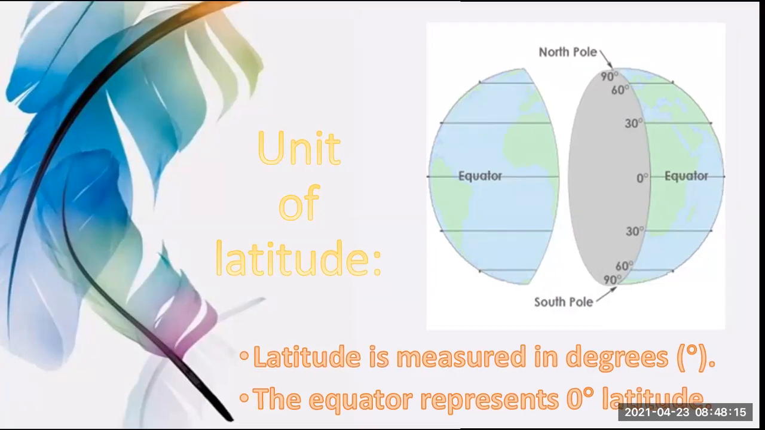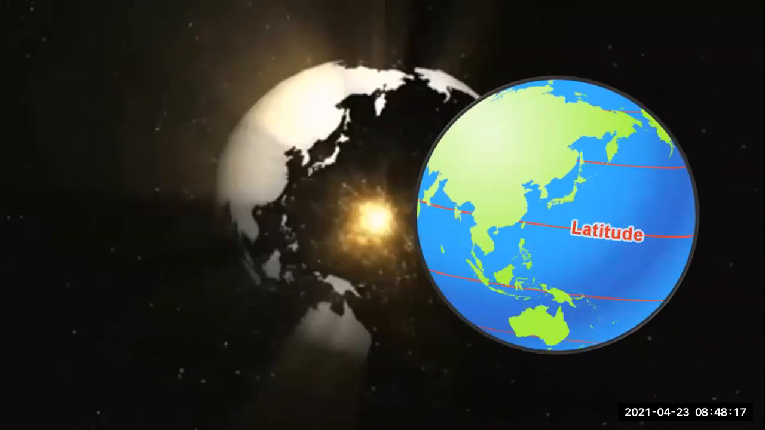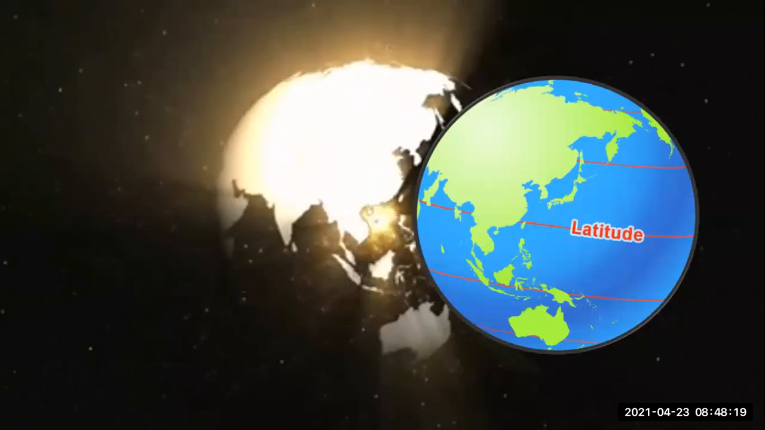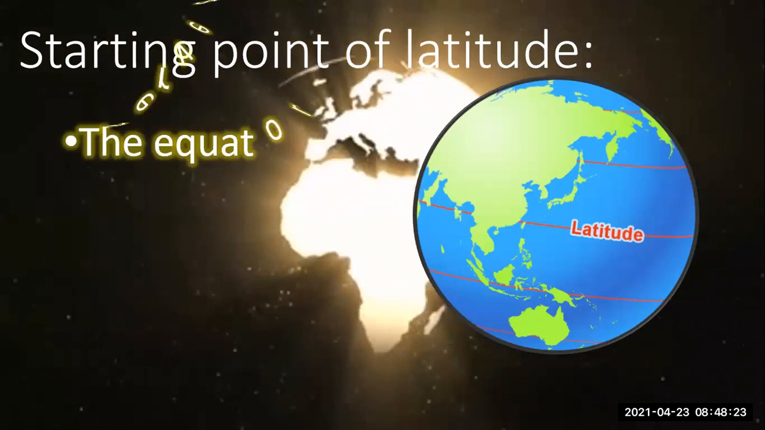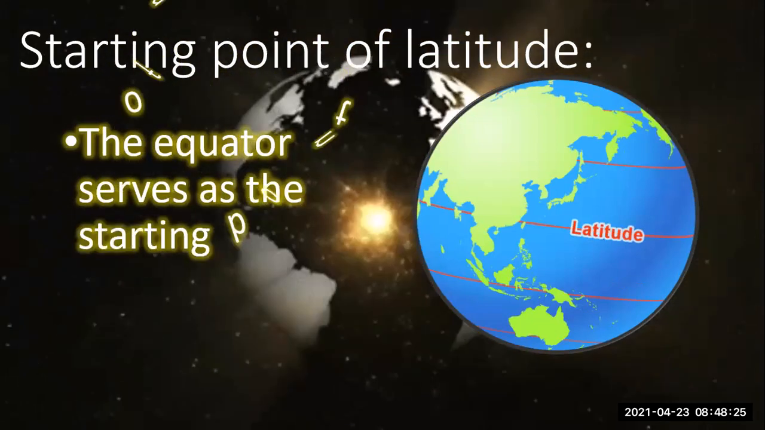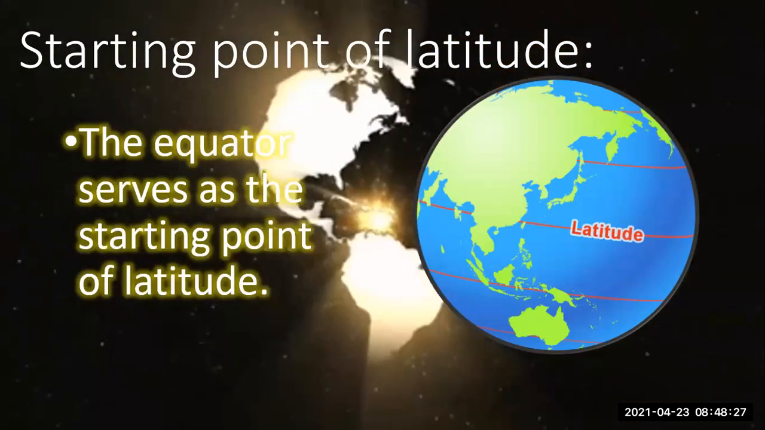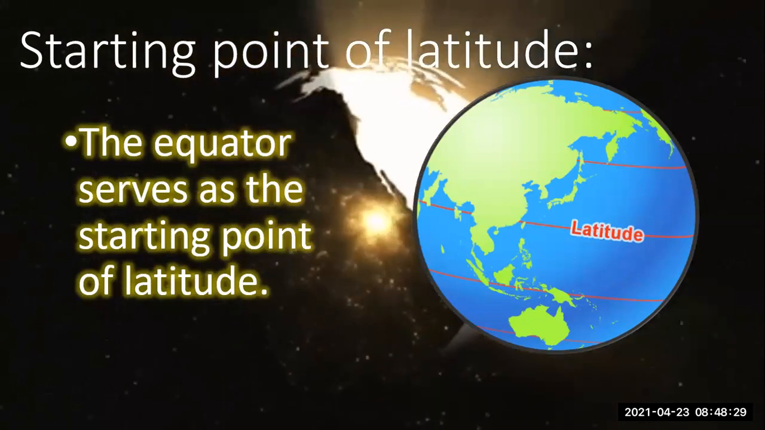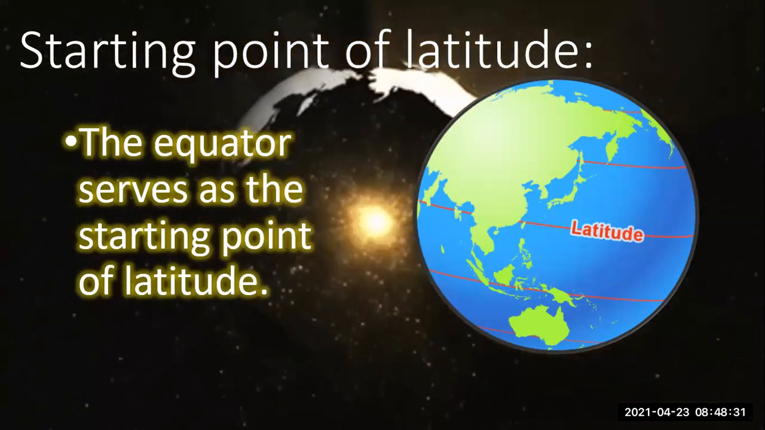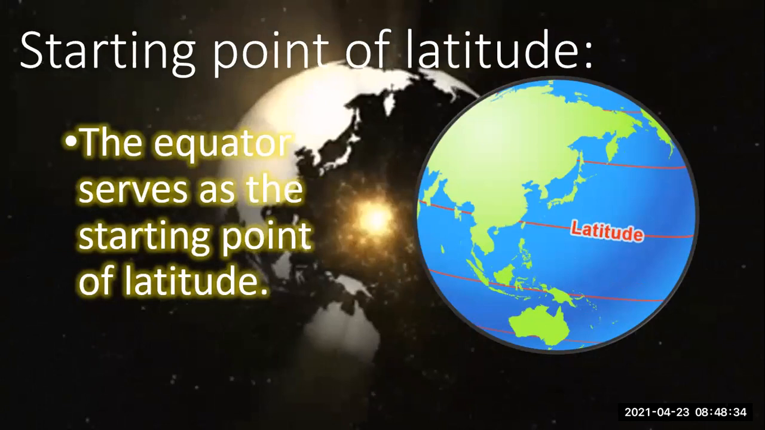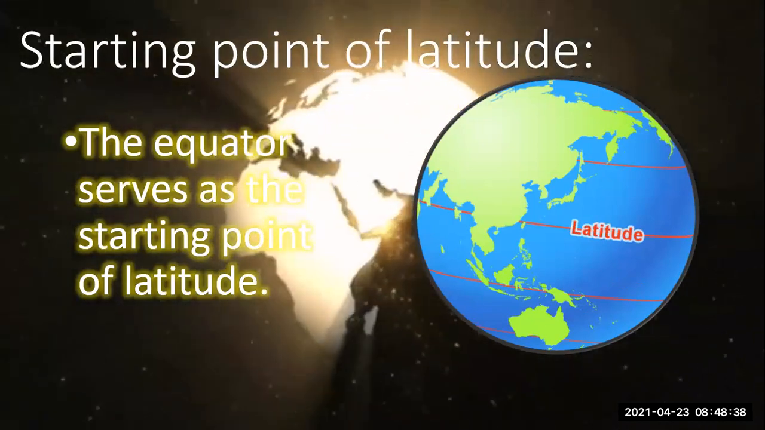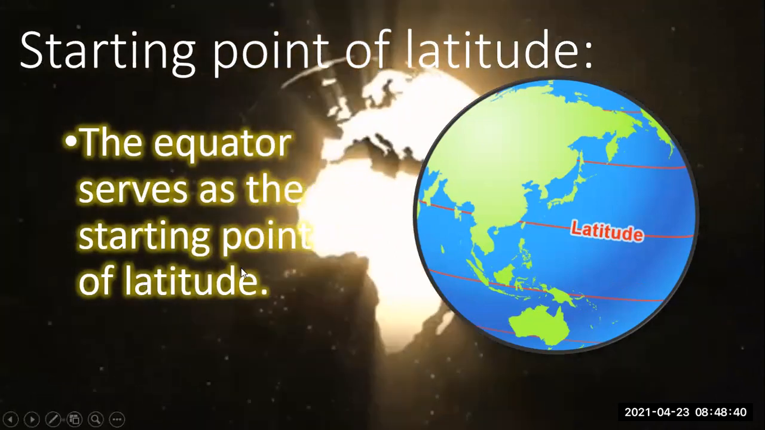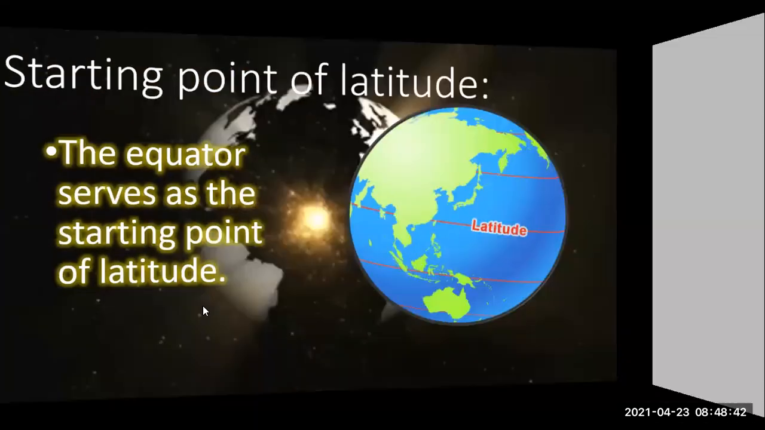We have learned more about the latitude in our previous lectures as well, so I'm not going to go into the details of it. So what would be the starting point of latitude? Of course, it is not going to be the prime meridian, because prime meridian is a vertical line, so that can serve for the longitude. We need some horizontal line for this, and that is equator. So the equator serves as the starting point for the latitude.